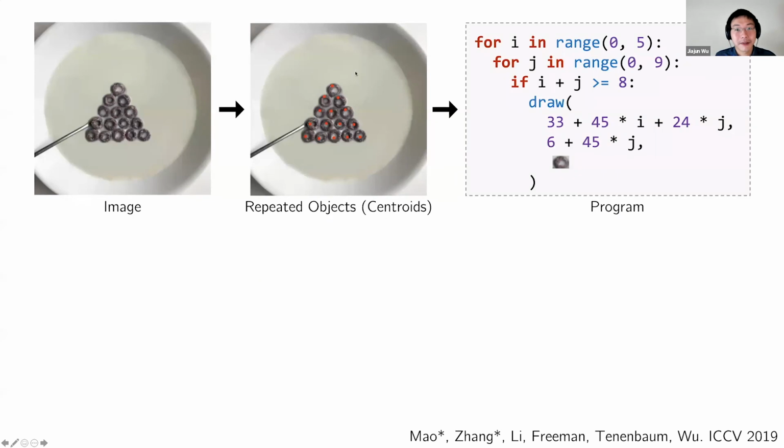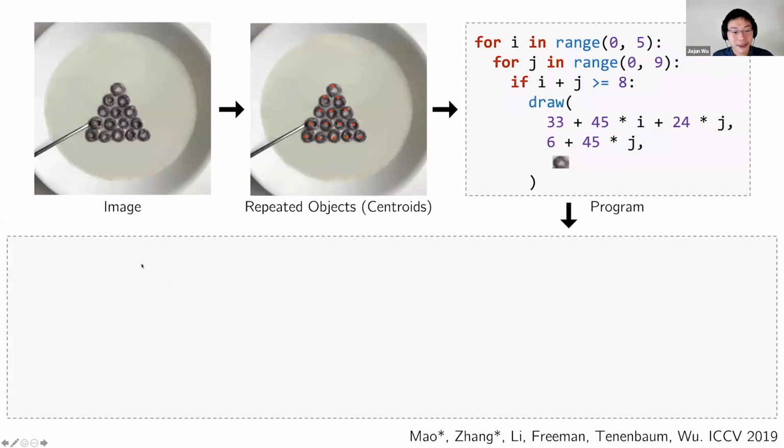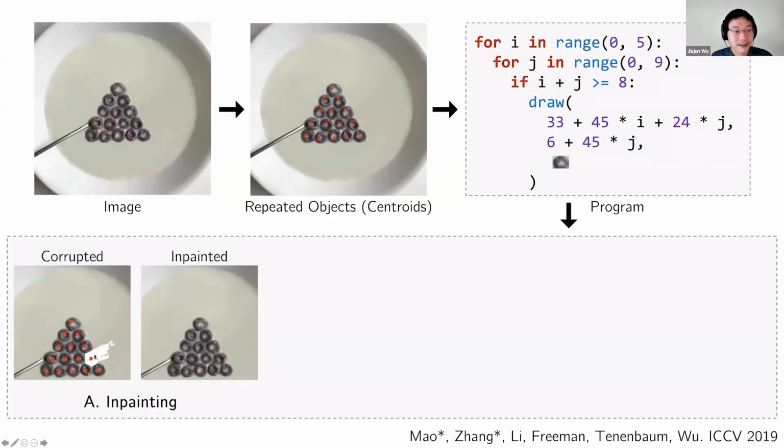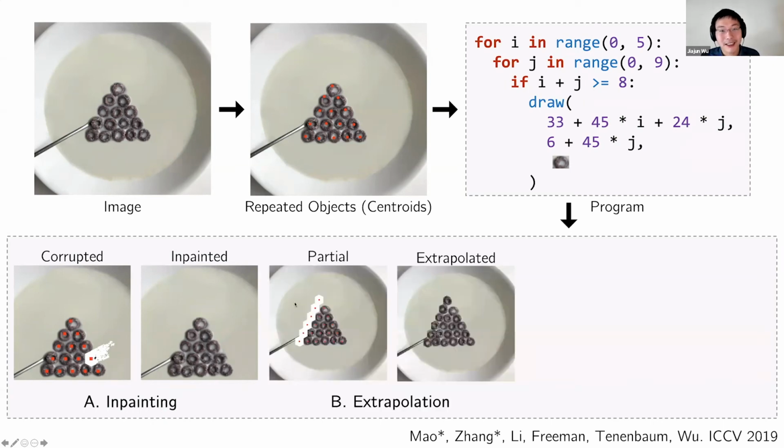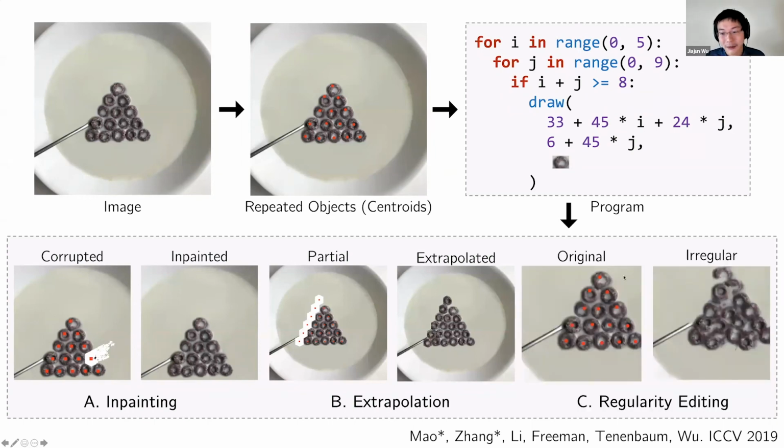Here are some more results. In this cereal example, you can do the same thing. What if some patches are corrupted? I can inpaint it. I have such a strong prior that it should be triangular, so I should put another 0 instead of milk. And extrapolation: can I add another row or column of 0s? As well as regularity editing. It's such a regular layout, but what if I just make it a little more irregular, and how will the scene look?